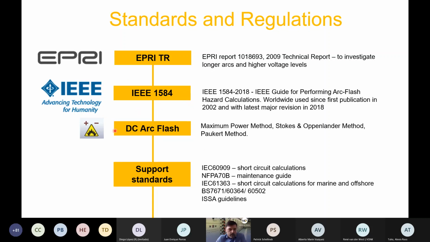You might also hear more often about DC arc flash because we have UPS, battery systems, battery energy storage systems. So this is coming more often. It's not exactly well introduced, but I think it will come in the next revision as far as I know. But you will see the maximum power method, which is very conservative, and then the Stokes, Oppenlander, and Paukert methods, which are recommended for calculating DC arc flash. And a bunch of supporting standards. I can recommend NFPA 70B if you prefer.